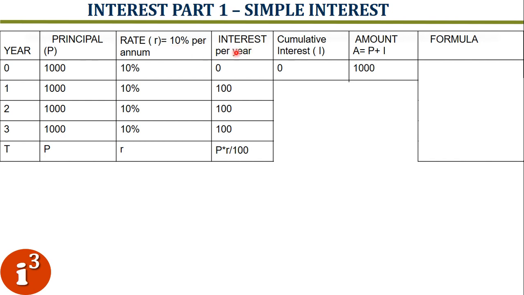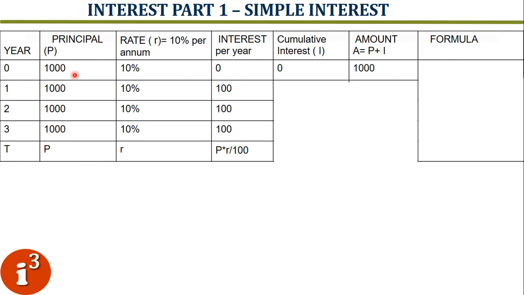So what will be the interest per year? Means how much amount the bank is giving you as interest. What will be the cumulative interest? Cumulative interest means all the interest including the previous years. That is the interest of first year plus interest of second year plus interest of third year. That is your cumulative interest. What is amount? Amount is principal plus interest, means the final value, that is what amount you get after adding the interest to the principal. So this is what I showed initially, the constant for simple interest.